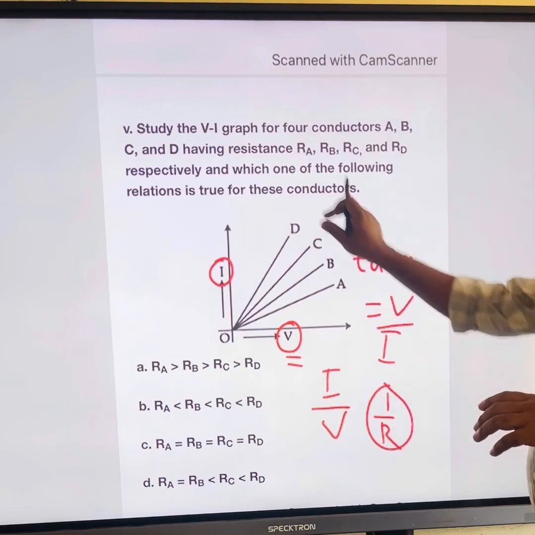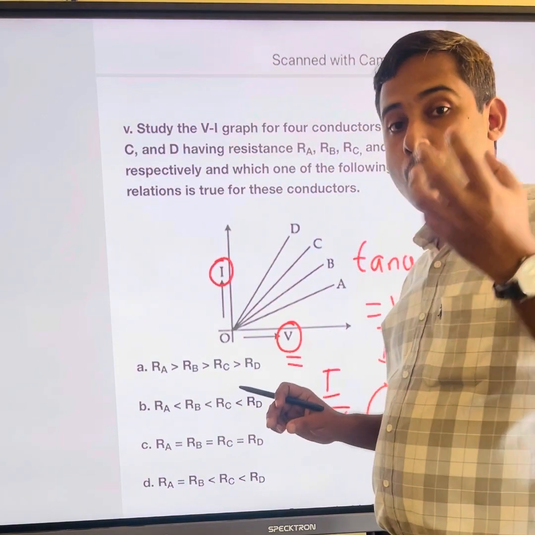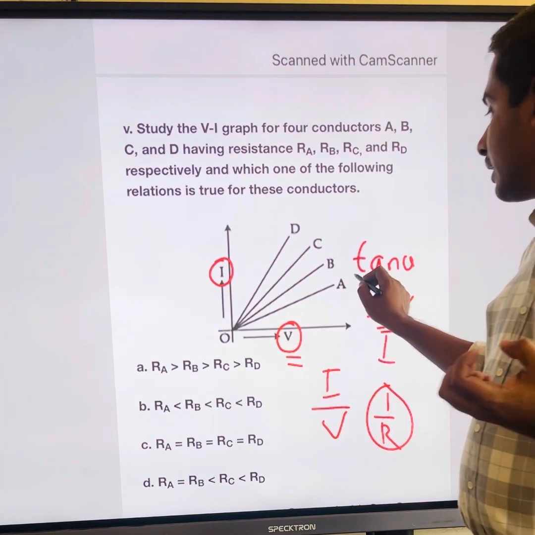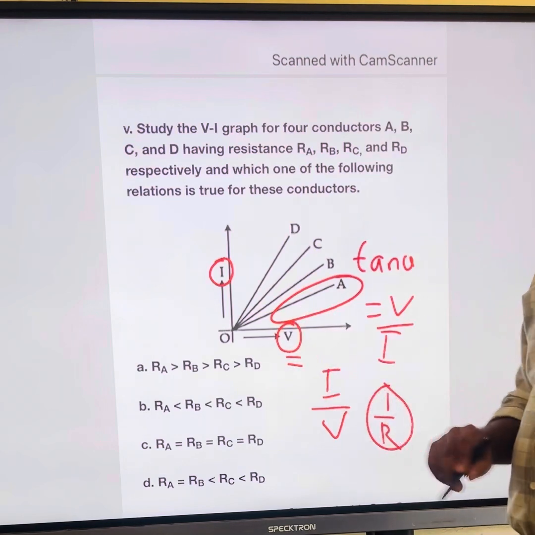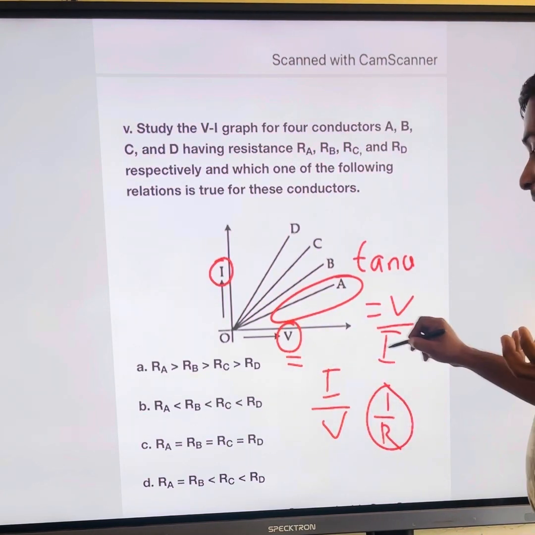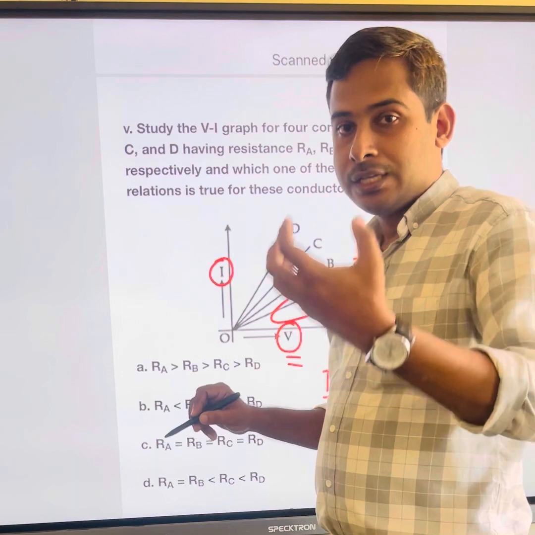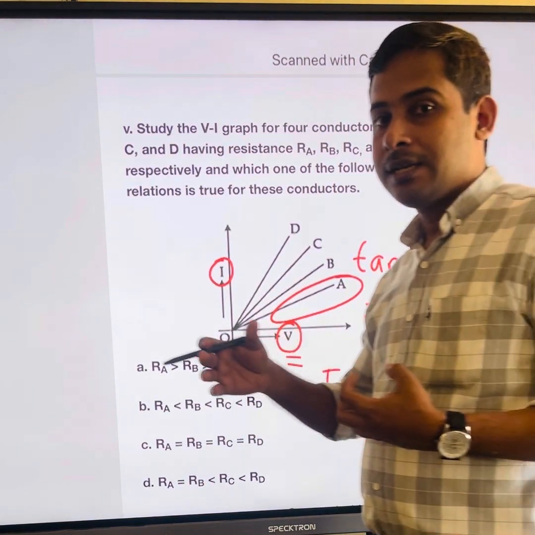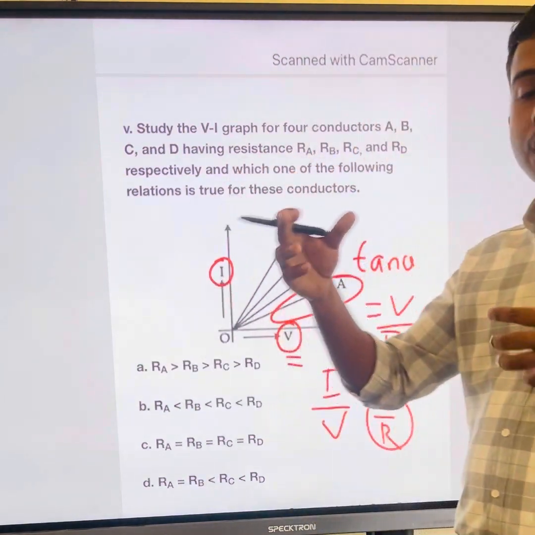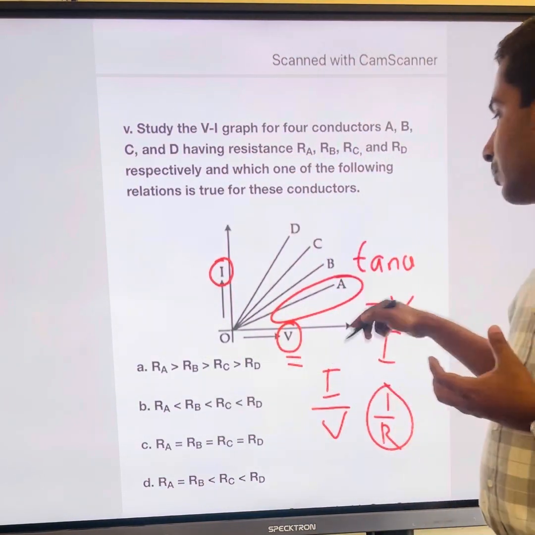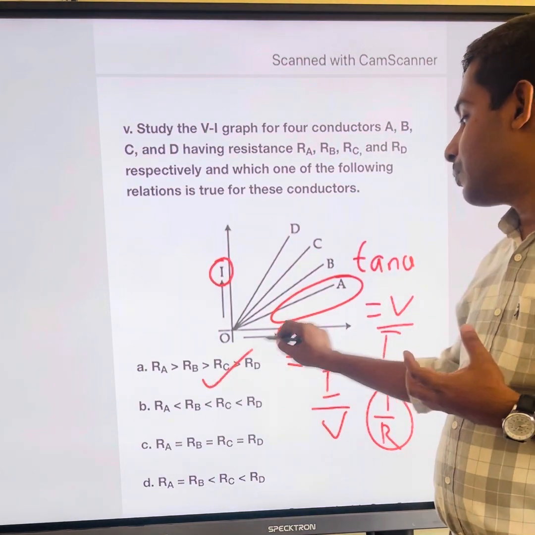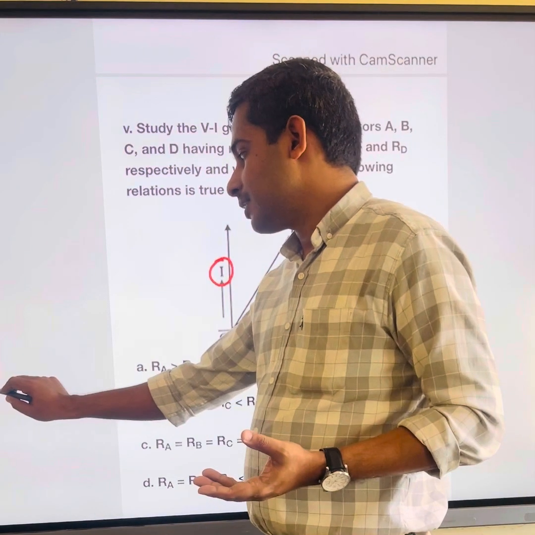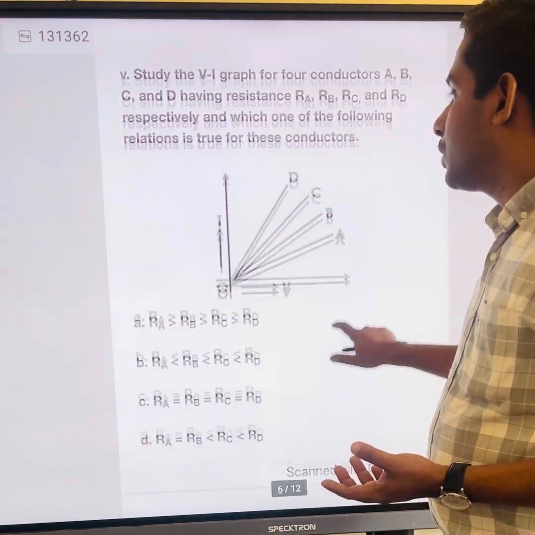So when we are considering this graph, more slope means actually that will come for which one? The first. More slope means more R here. I by V value very less needed. Slope very less needed. That means I by V value very less means we can take reciprocal or opposite of that part. That means RA greater than RB greater than RC greater than RD. That will be the correct answer. Okay. Then I am going to the next question.